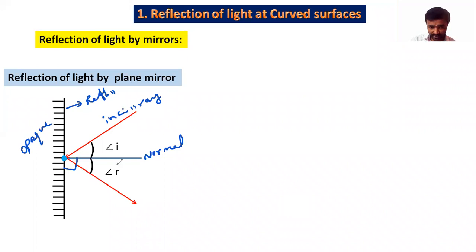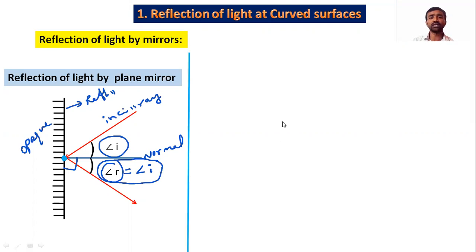Angle R is exactly equal to what? Angle I. So this is the law of reflection. So both are equal here. So that we will follow, right? So simply, can that be applicable for spherical mirrors or not? That is the confusion topic for us, right?